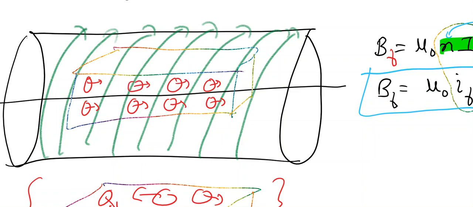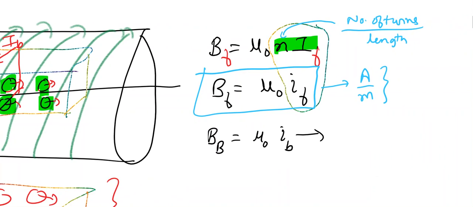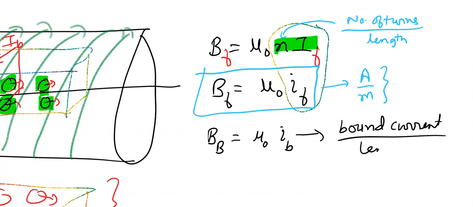So instead of dealing with individual current loops, I imagine that there is one equivalent current on the surface of this sample, which is indicated by I_B. Why B? It indicates bound current, because capital I_B is the equivalent current of these tiny current loops which are bound electrons. Okay, so the magnetic field of this I_B can be given as B_B, which is mu 0 I_B. What is I_B? It is bound current per unit length of the sample. Be very careful about I_F. I_F is the current passing through the winding of the solenoid. I_B is imaginary current on the surface of the sample.